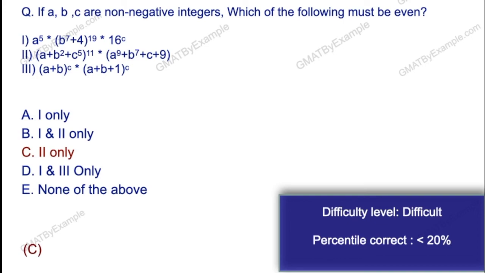Difficulty level is pretty high. About 20% of people get it correct, which means 80% of the people fall under one trap or the other.